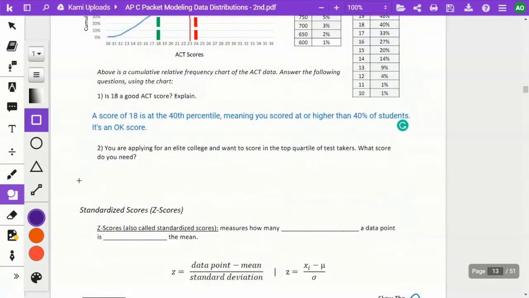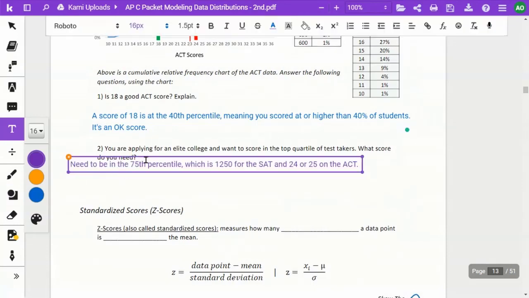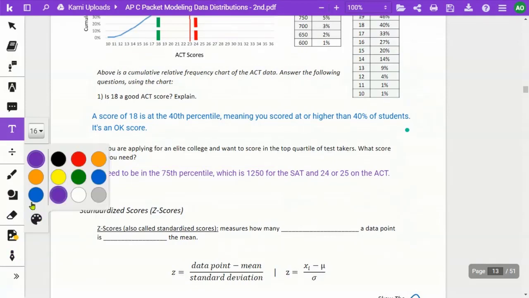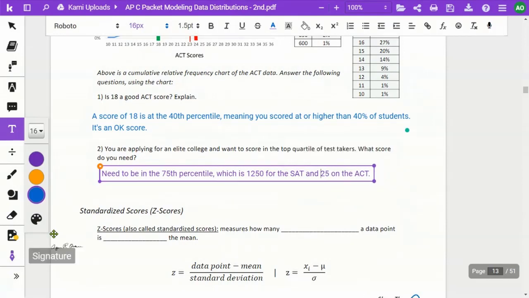You need to be in the 75th percentile. That's typically a common error people don't realize. You need to be in the 75th percentile, which is 1250 for the SAT, and 24, or really 25, on the ACT. Let me go ahead and get rid of that 24.